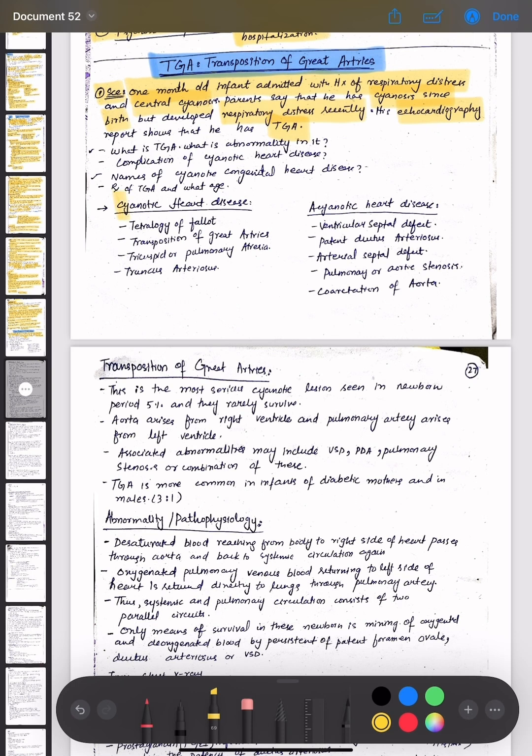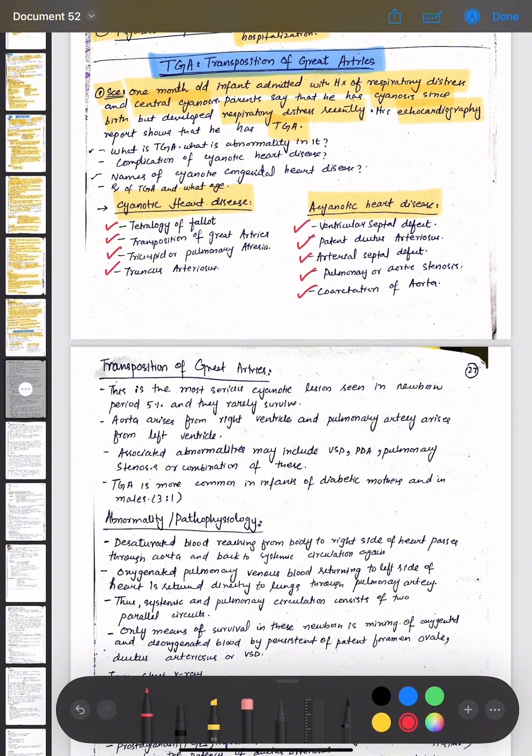Let's discuss it first. The cyanotic heart diseases are tetralogy of Fallot, transposition of great arteries, tricuspid or pulmonary atresia, and truncus arteriosus. While the acyanotic heart diseases are ventricular septal defect, patent ductus arteriosus, atrial septal defect, pulmonary or aortic stenosis, and coarctation of aorta. So we have 4 main cyanotic heart diseases and 4 main acyanotic heart diseases.